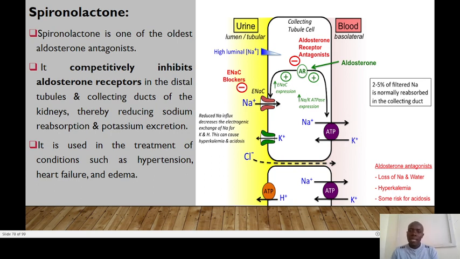Thank you, guys. That marks the end of the presentation on the RAAS system. We have looked at angiotensin converting enzyme inhibitors. Then we went ahead and looked at angiotensin 2 receptor blockers, or the Sartans, and lastly aldosterone receptor antagonists. Thank you so much.